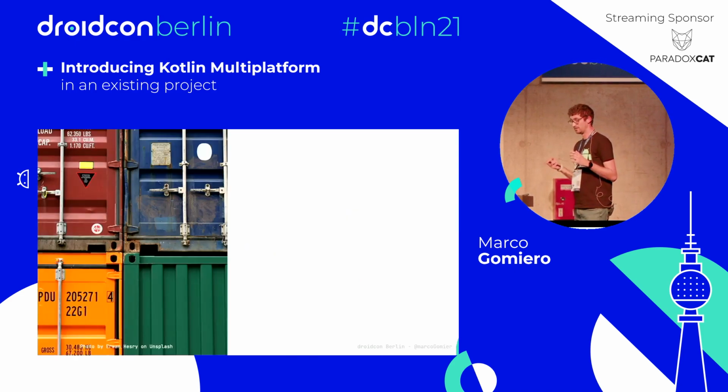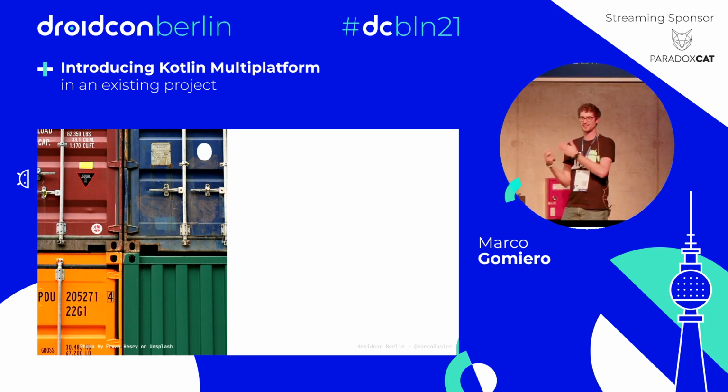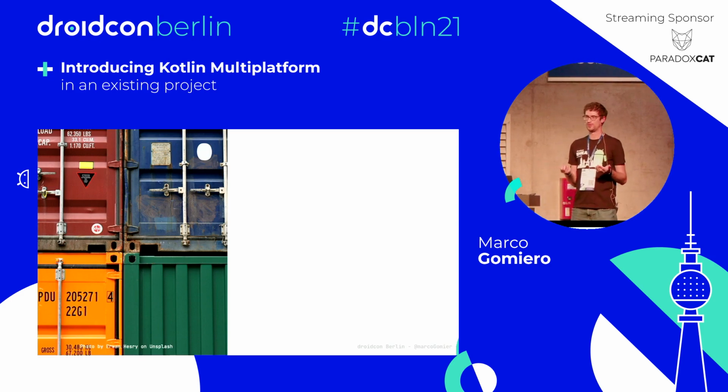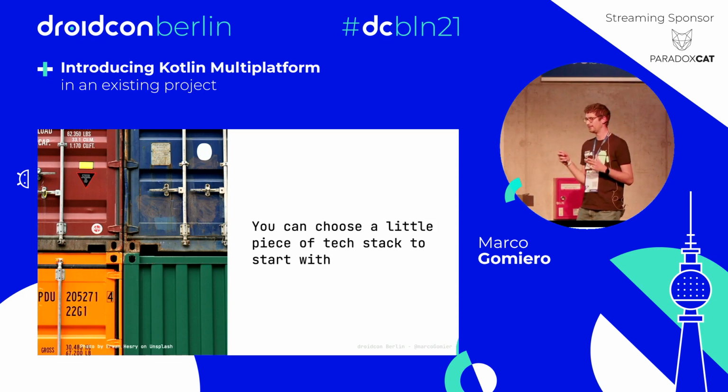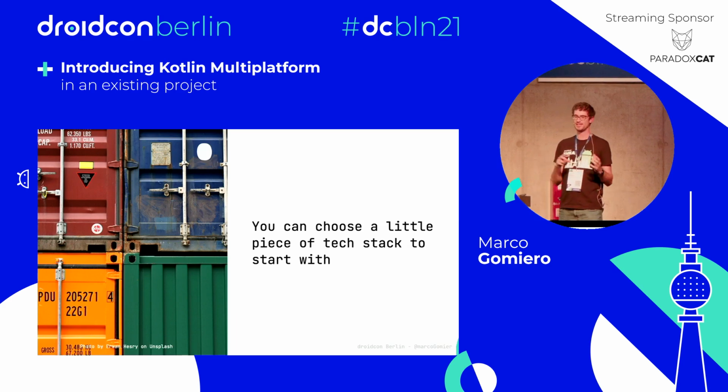But fortunately, in software development, we can ship our code to another target, and this other target can use our code, and that's what we call libraries. So in this case, we can choose a little piece of our existing code and decide to start using that for our Kotlin Multiplatform integration, instead of starting from scratch.